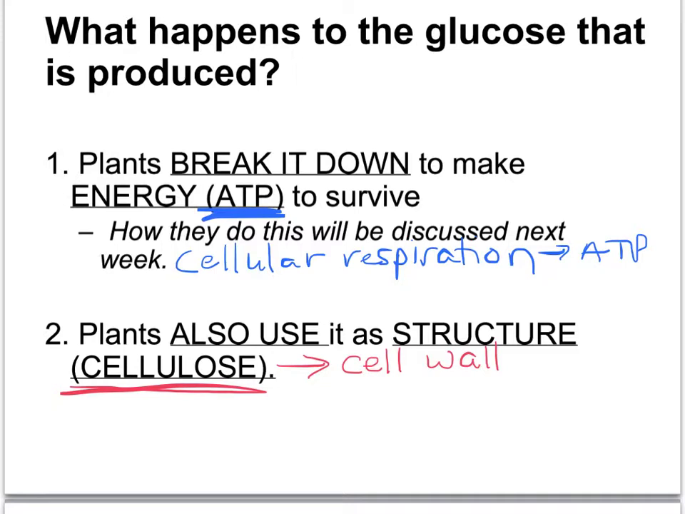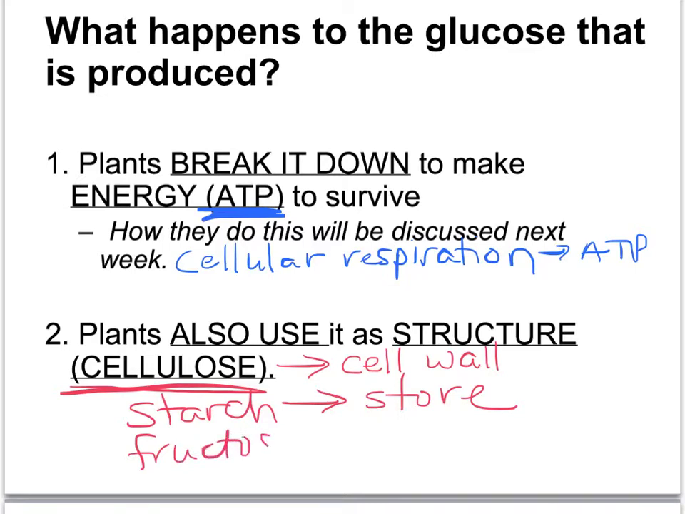Plants can also store that glucose for later use. How do plants store carbohydrates? All right, an extra credit point for the person who can answer this question. All right, hopefully you got it. It is starch. So starch is how plants store glucose. And then they can make other sugars that they might need as well, like they can make fructose or maltose, depending on what they need to make.